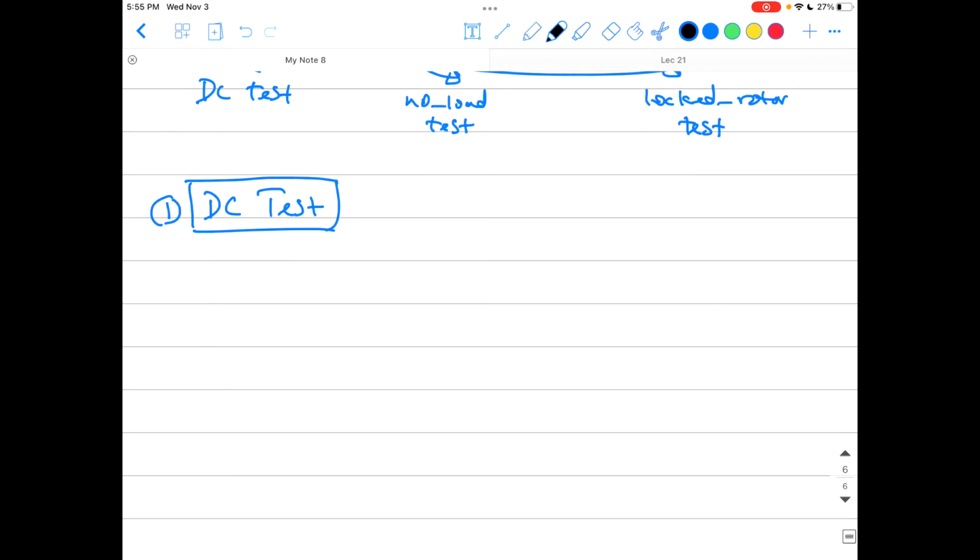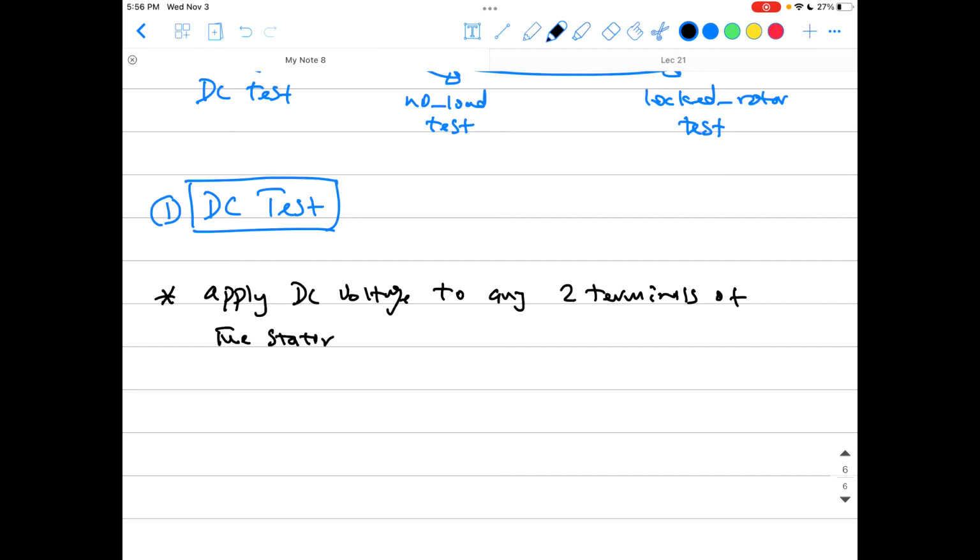So how to do this? We'll do it like this. Apply DC voltage to any two terminals of the stator and measure voltage and current. That's it.